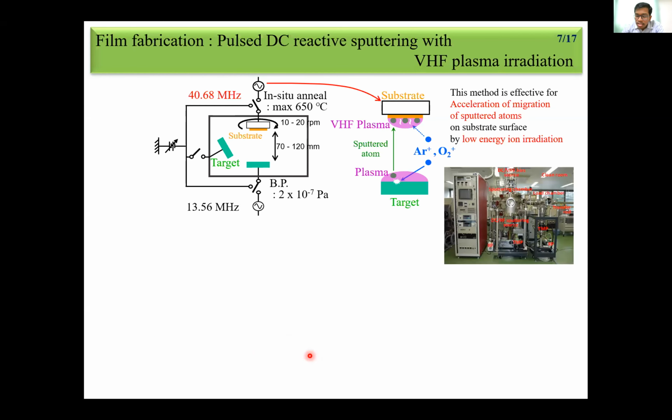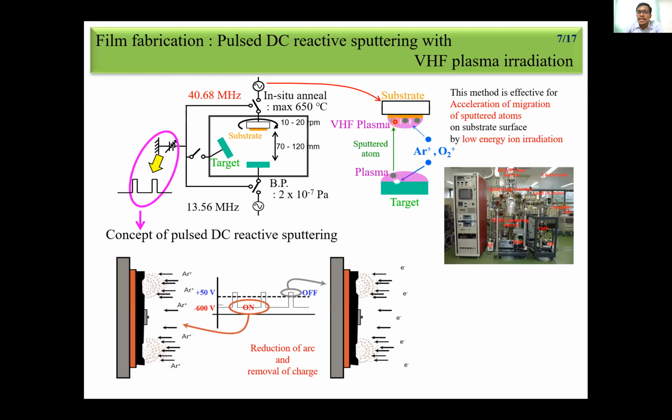Okay, so if we think about the material fabrication, we fabricated this by using pulse DC reactive sputtering with very high frequency plasma irradiation. Like all sputtering machines, we also have a target and substrate. We create the plasma of argon and oxygen. The high energetic argon and oxygen will hit the target, and one atom will be detached, and it will move towards the substrate, and it will be settled down.